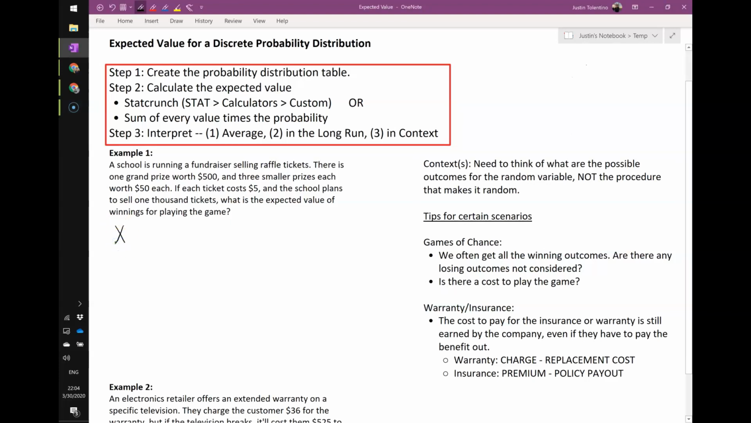So let's talk about X being the amount that we win from playing this game. And we'll ignore the costs right now. So this goes back to this one right here. How are we going to deal with that cost? I tend to ignore it at first and then it plays a role at the very end.